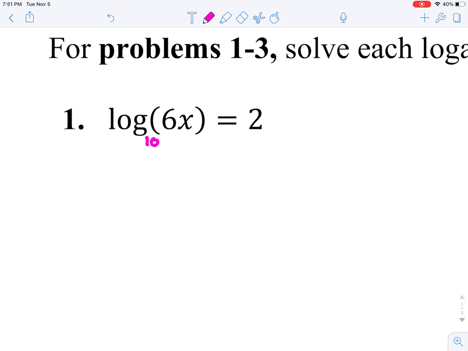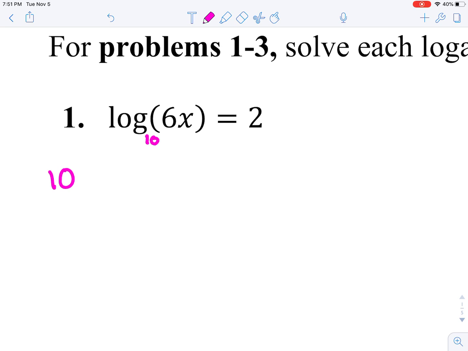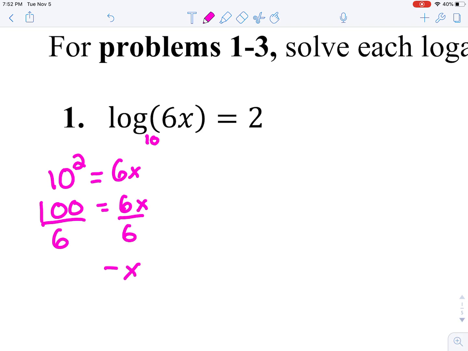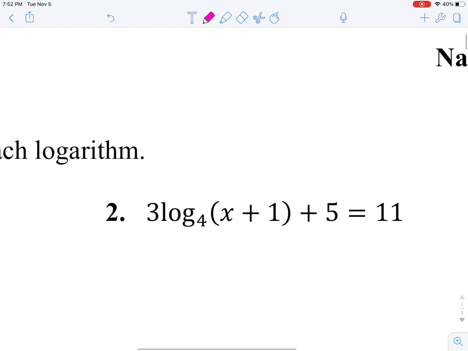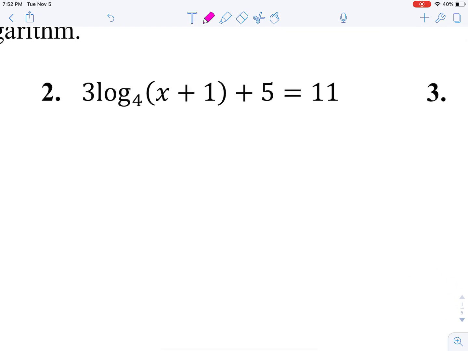So what this would mean is that 10 is our base number, and 2 is our exponent, and then that is equal to the answer of 6x. From here, it's really quite easy. You're going to divide both sides by 6, and the answer is 100 divided by 6, which is 16.6 repeating. Okay, number 2. I'm going to use the same kind of idea.